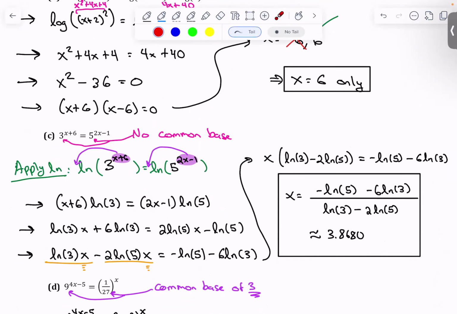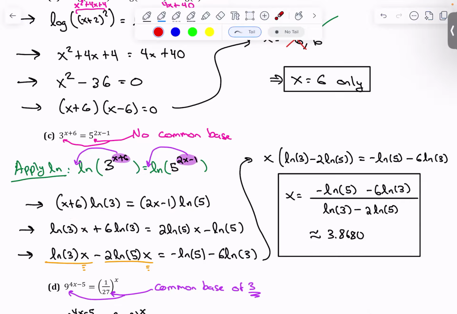And doing so allows us to bring the exponents out. So we got x plus 6 times natural log of 3 equals 2x minus 1 times the natural log of 5.